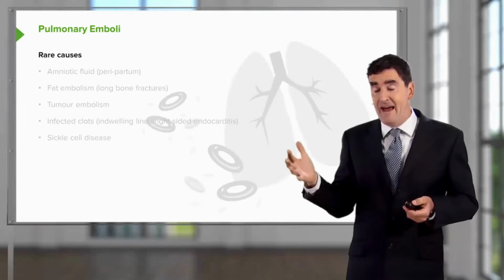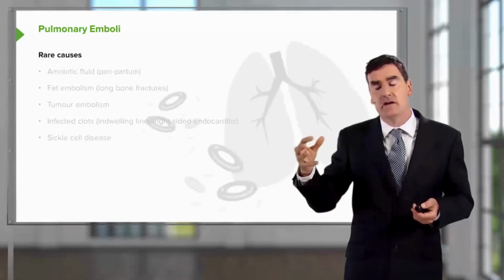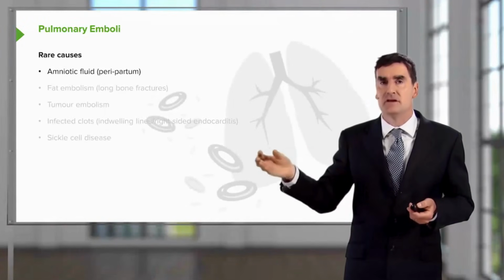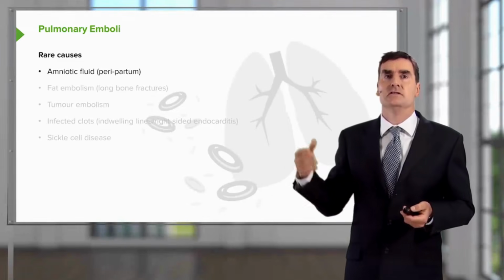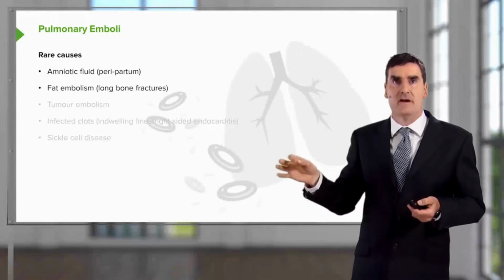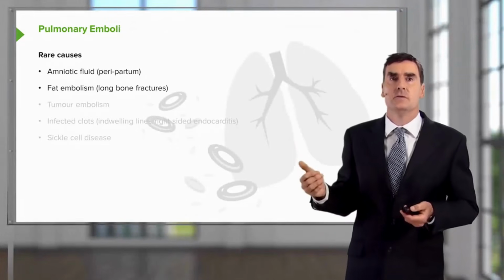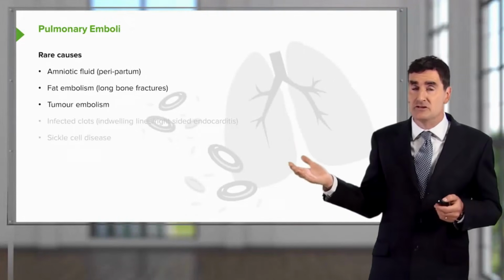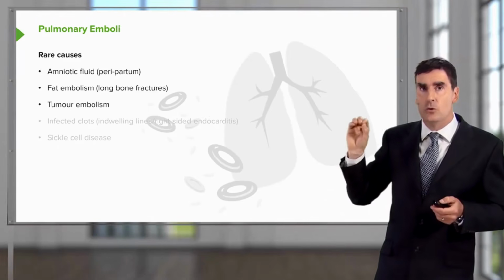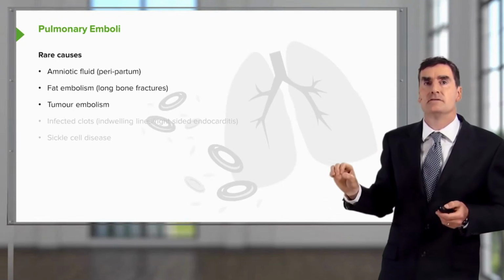There are some rare causes of pulmonary emboli where the material that is embolized to the lung may not actually be clot, and these include amniotic fluid embolism that occurs during delivery of a baby, fat embolism which occurs in patients who've had long bone fractures after a motorcycle accident, for example. Tumor embolism occasionally occurs where a tumor may actually cause lumps of cancer to fall off into the circulation and fly round to the lungs.